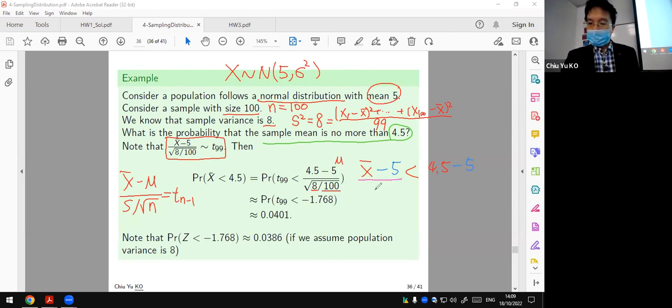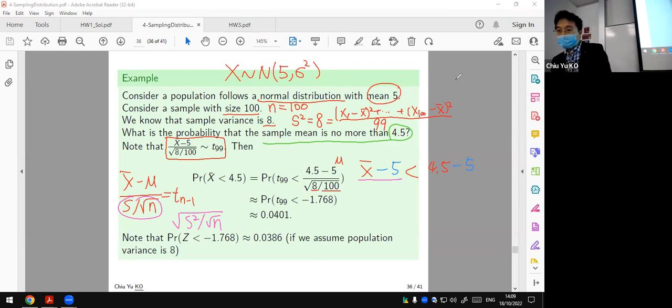And then you divide by the square root of S square over N, which is the same as the square root of 8 over 100. So on both sides, the square root of 8 over 100. And this guy is negative 1.76.